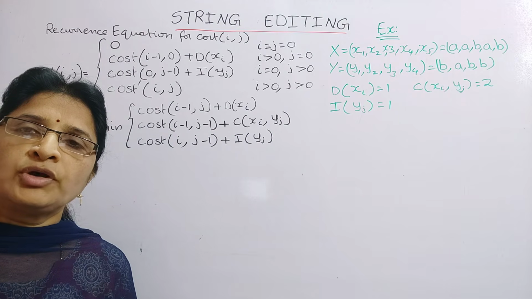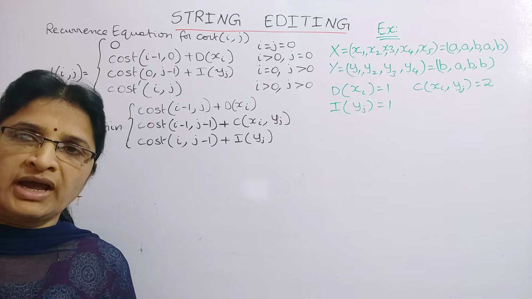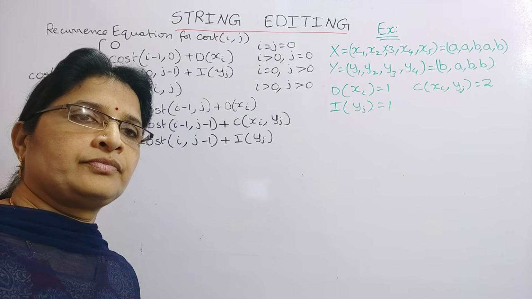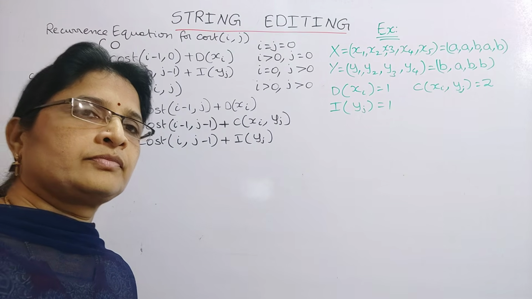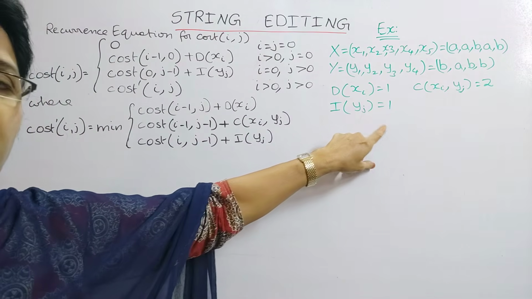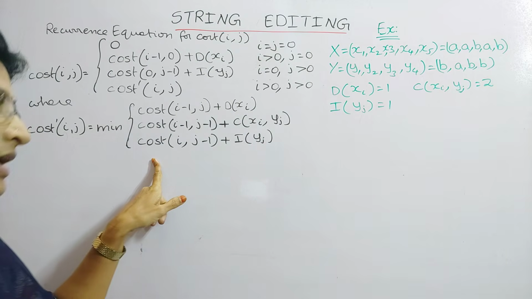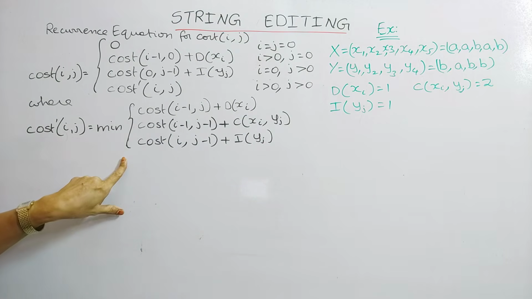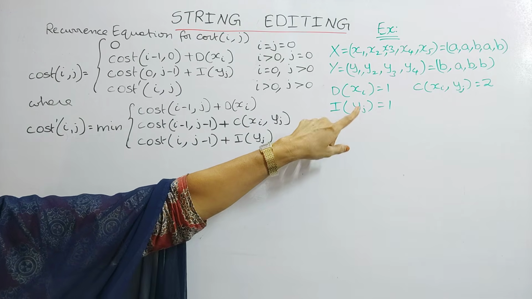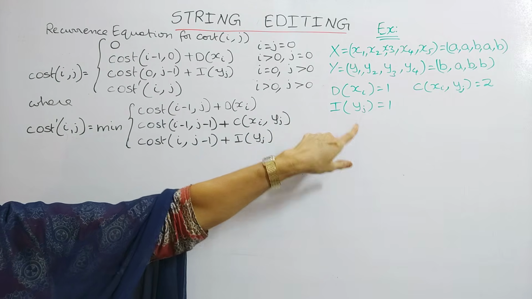In this session I am going to explain the string editing problem using dynamic programming. So now I am going to solve the example. Now we will see how this example can be solved using the principle of optimality of dynamic programming. We will solve the same example that we saw in the theory, and we should get the same answer as the minimum cost.